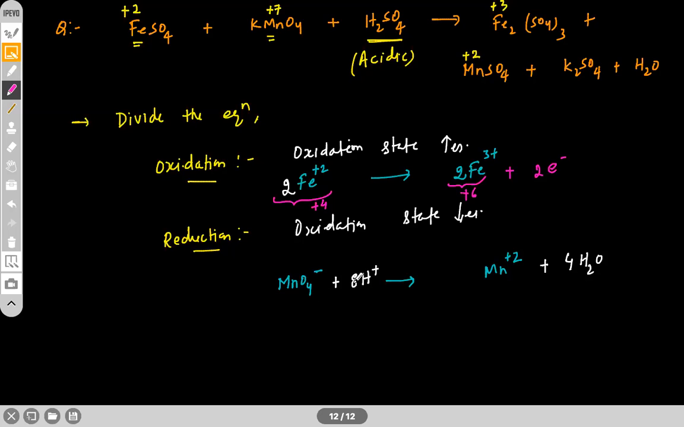Why? Because you see 8 positive and 1 negative. Total net charge, if you count here, it is 7 positive charge. Total net charge, if you count here, it is neutral 0 plus 2 plus 2. So from 7 to plus 2 you have to go. So the difference is 5. We need to add 5 electrons this side.